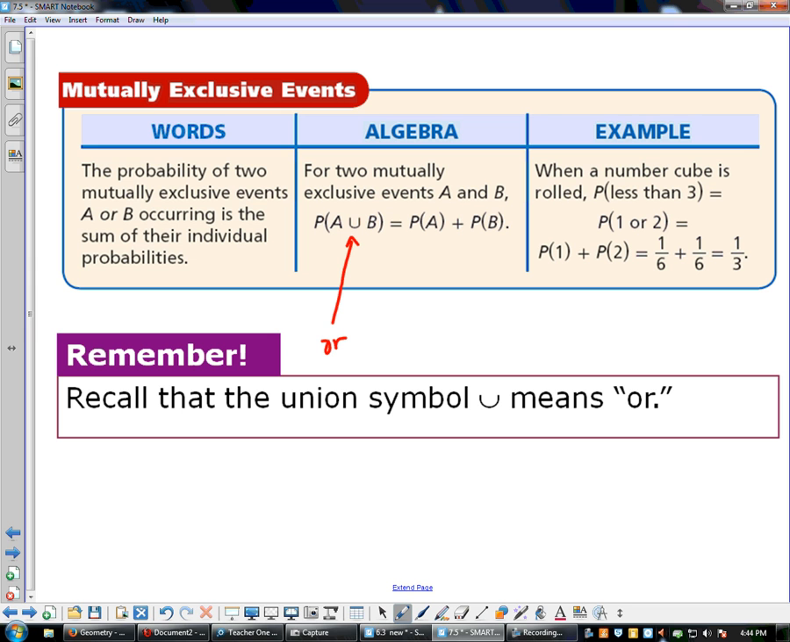Our example here: when a number cube is rolled, what is the probability of rolling less than a 3? Well, that's the probability of getting a 1 or a 2. The probability of getting a 1 is 1 out of 6. The probability of rolling a 2 is also 1 out of 6. So I'll add those together to get 2/6, which reduces to 1/3. Again, the symbol we use for mutually exclusive events, or, is the symbol for union, which looks like a U, and that means or. So we would add the two probabilities together.